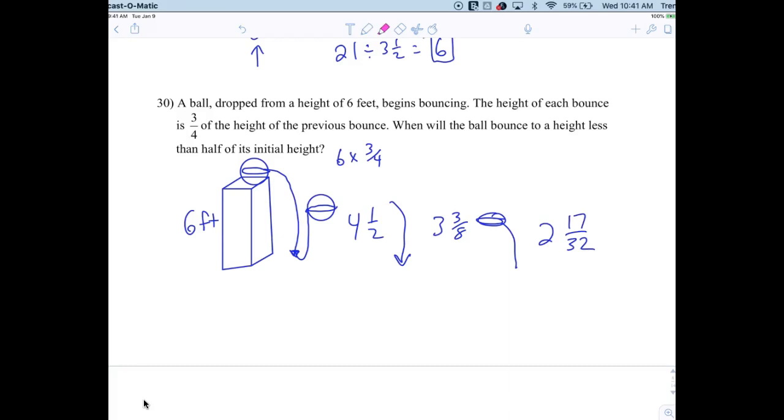Now again, I'm trying to show you something on my picture. Hit the ground once, came up, went back down, hit the ground twice, came up, hit the ground a third time, and then am I less than half? Yes, because half would be how many feet? 3 feet. Come on now. Good, Tucker.